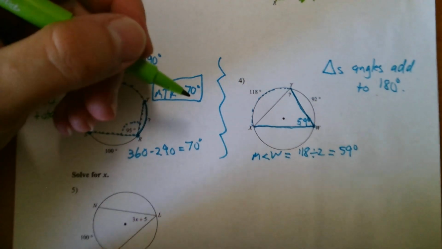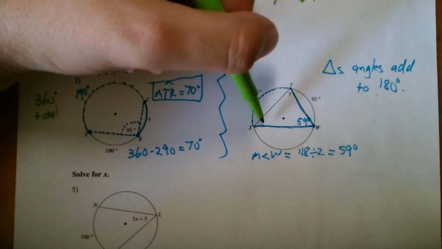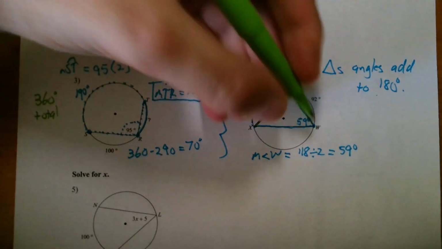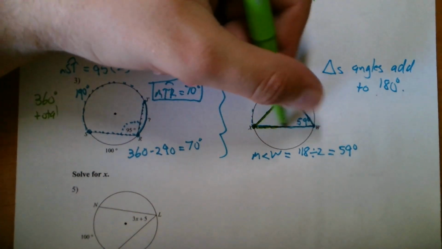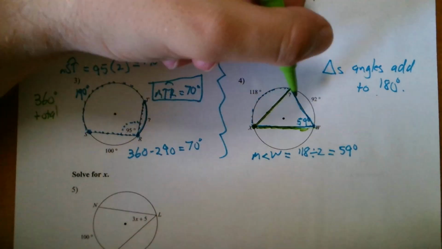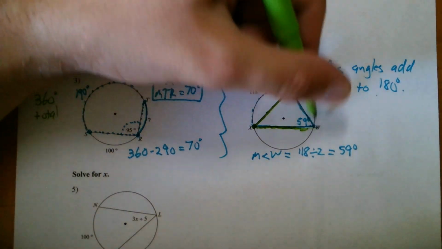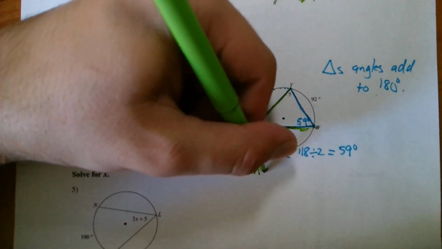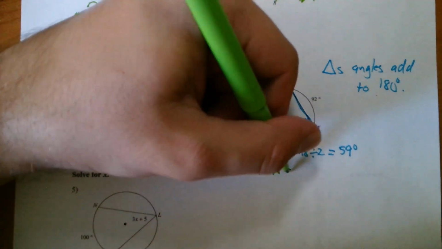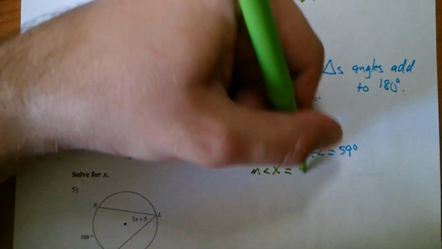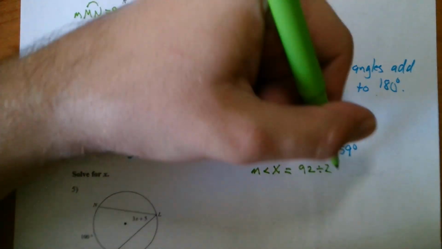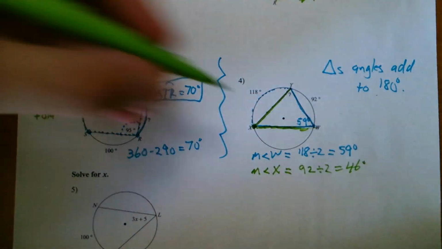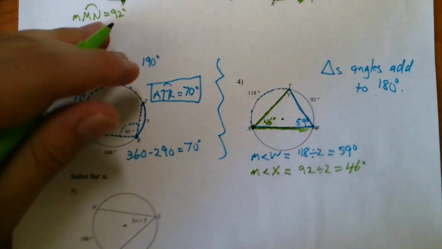Cool. Now, if I want to find the last angle of the triangle, I need this one too, measure of angle X. The sides of angle X are going to be right here. Okay, which means that angle X's arc is going to be this 92 degree arc. So if I come back to angle X, I can find the measure of angle X by doing half of 92. In other words, 92 divided by 2. And that's going to give me 46 degrees. Cool.